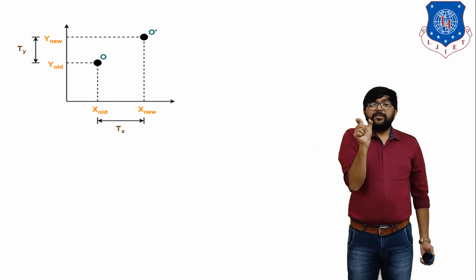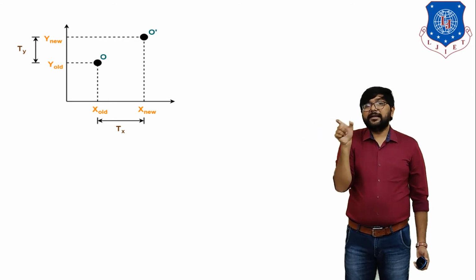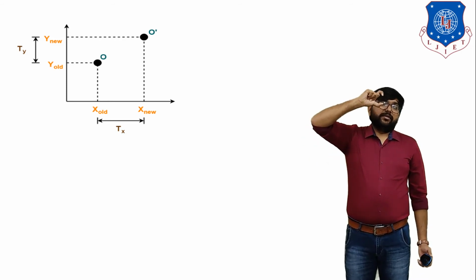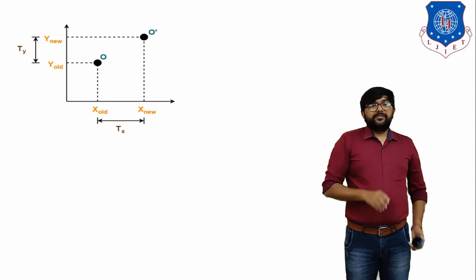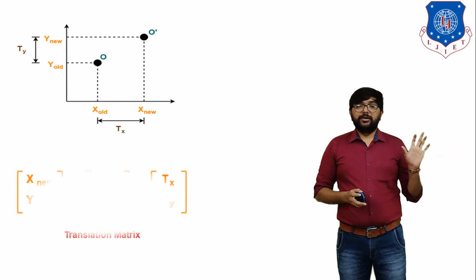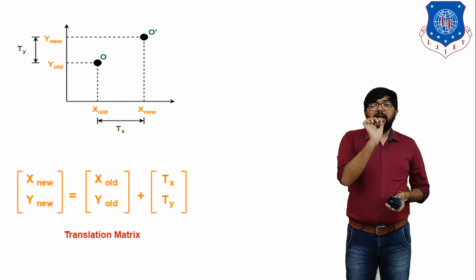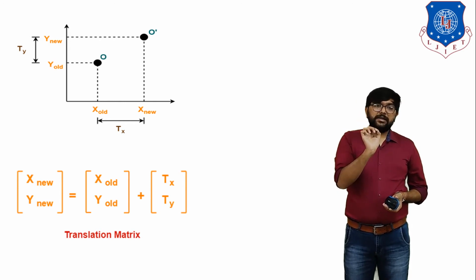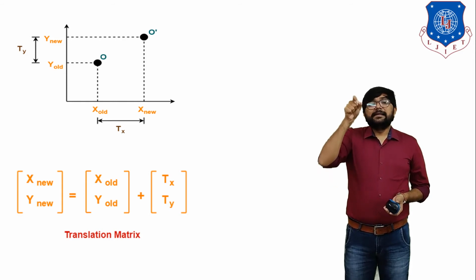Now the distance between x old and x new is tx, and the distance between y old and y new is ty. Based on this figure, we have to generate the equation of x new and y new. Clear? This is the simple matrix form equation. Suppose [x new, y new] is equal to [x old, y old] plus [tx, ty].